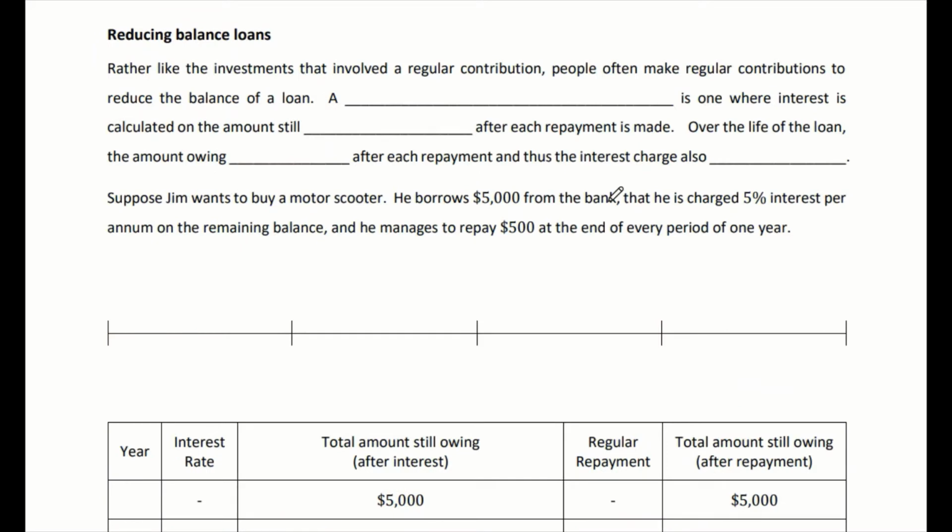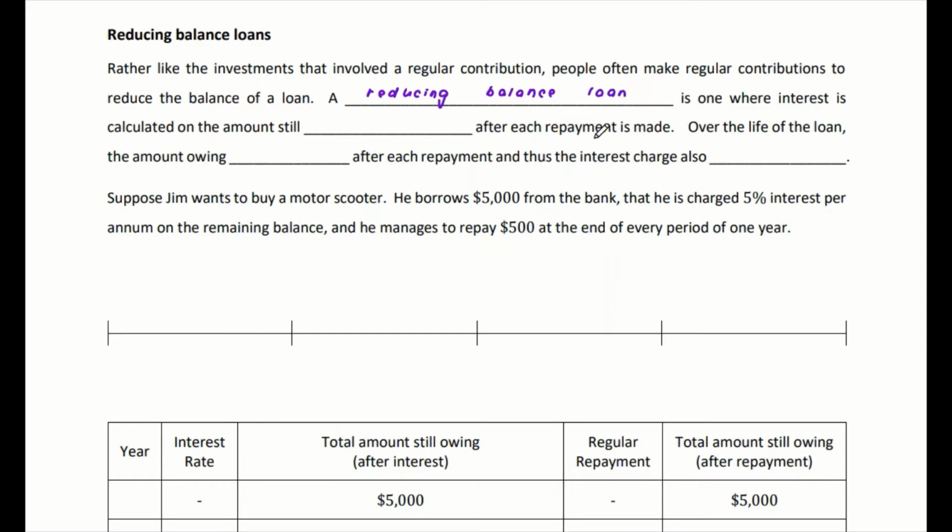We'll start from the definition of reducing balance loans. Like I mentioned previously, people make regular contributions to an investment so that they can generate more interest. The same thing for a loan: people make regular contributions to reduce the balance of the loan. This special kind of loan is called a reducing balance loan. I've put in a blank here so you can write down the name of the loan and remember it.